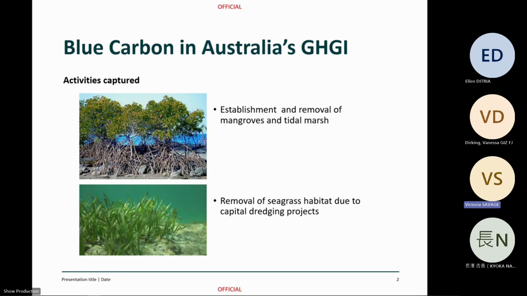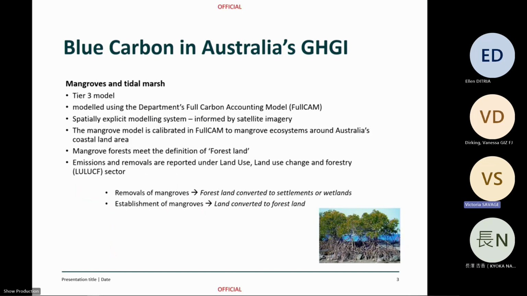If we can go to the next slide, I'll give you a quick overview of the mangroves and tidal marsh. This is a tier 3 model. We model this using the department's full carbon accounting model, FullCAM, which is a spatially explicit modeling system, and it is completely informed by satellite imagery to pick up the changes in land use. The mangrove model is calibrated in FullCAM to mangrove ecosystems around Australia's coastal land area.